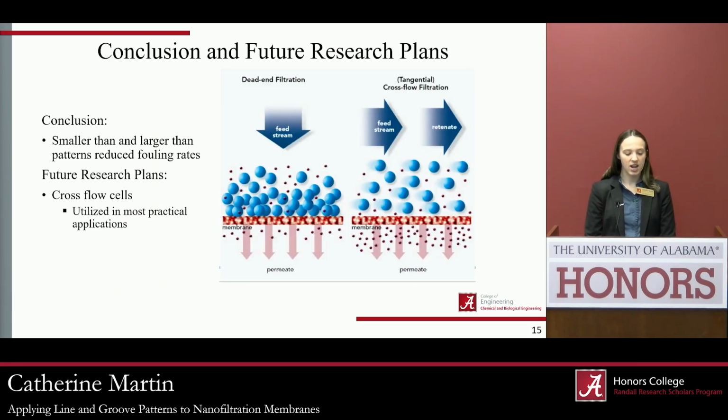Overall, the smaller than and larger than patterns reduce fouling rates. And in the future, we plan to utilize crossflow cells, which are commonly used within industry. We used a dead end cell with stirring to mimic a crossflow cell for our tests. Thank you. Any questions?